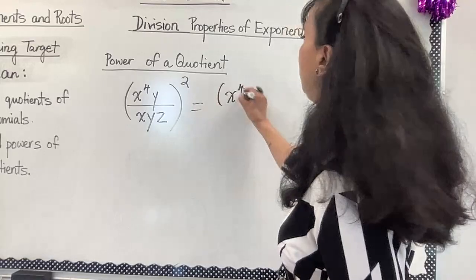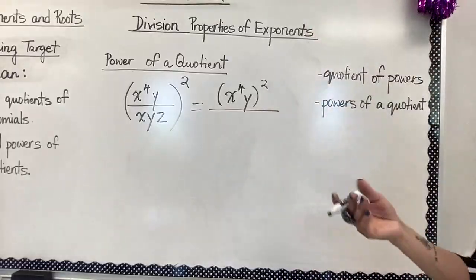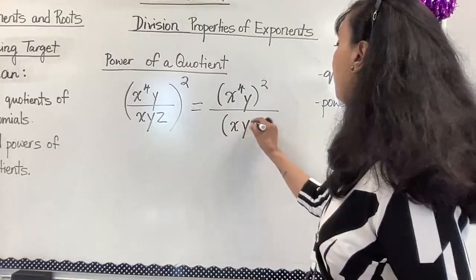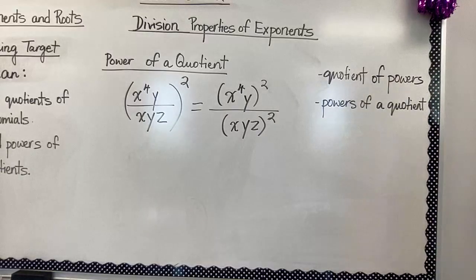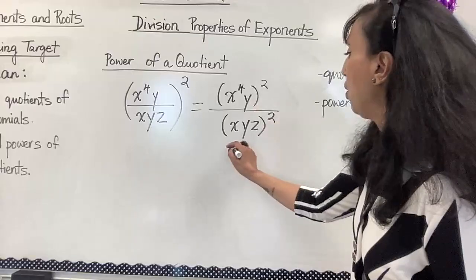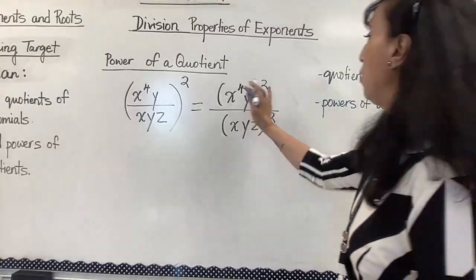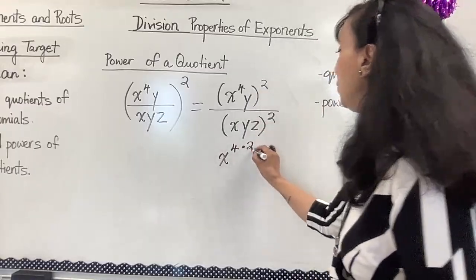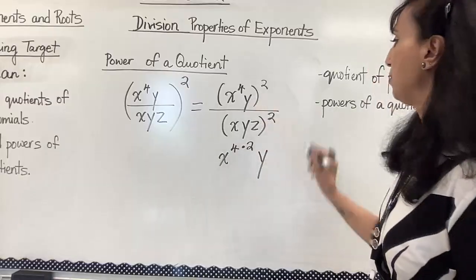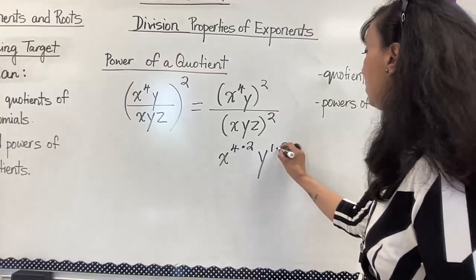And so I have x to the 4th power y squared over, we have xyz. This whole thing also is going to be squared. Right? And then the next thing I'm going to do is I am going to say x to the 4th power, because we know power of a power, right? So we are going to take x to the 4th power times 2 and y to the 1st power times 2, that just gives me here. This is what this means.